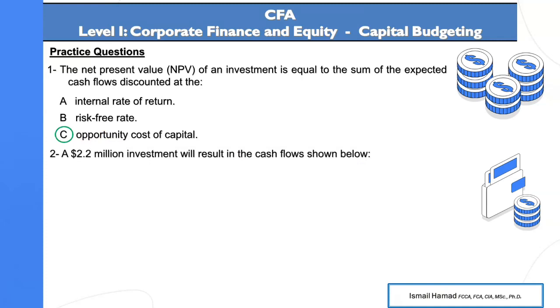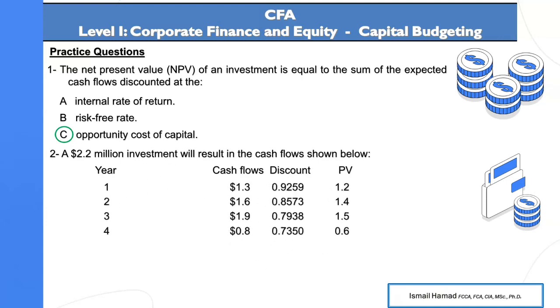A 2.2 million investment, that is the cash outflow, which we call the initial outlay at year 0. We spent $2.2 million on an investment. This investment had the following cash flows and present values. Normally we start with year 0. Year 0 is always the initial outlay, which will have the same value, 2.2, because we don't discount year 0, because the money has the same value.